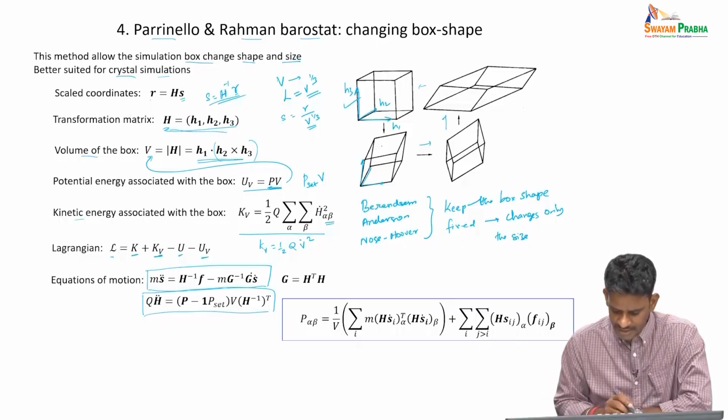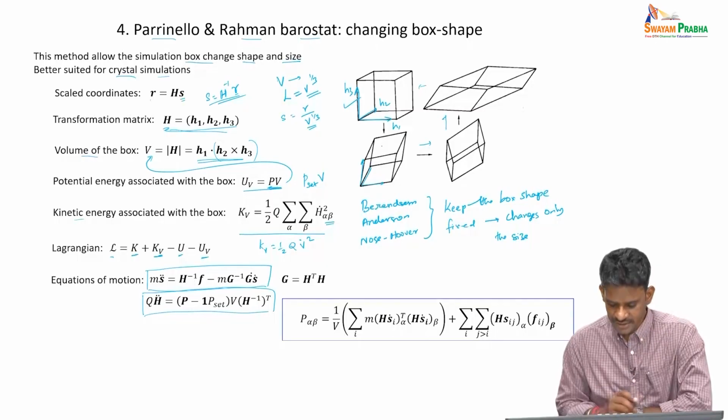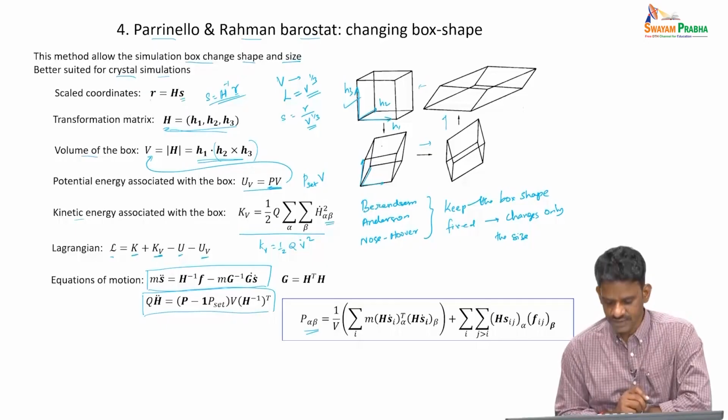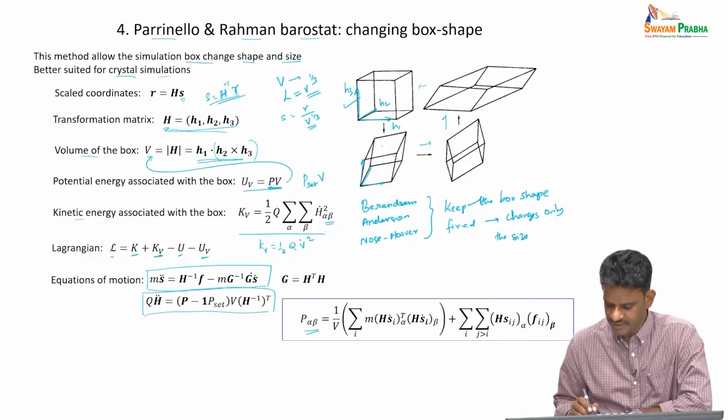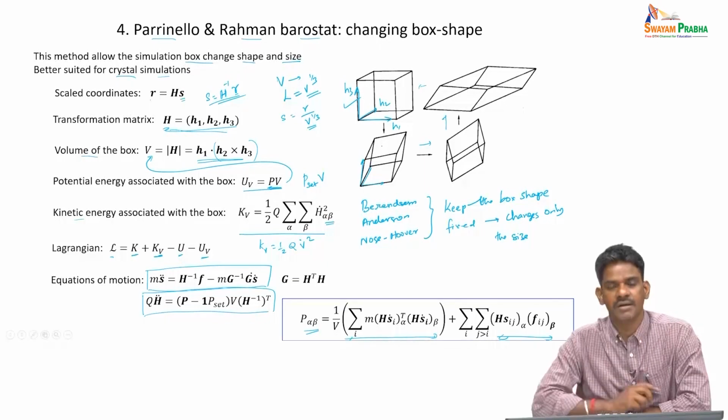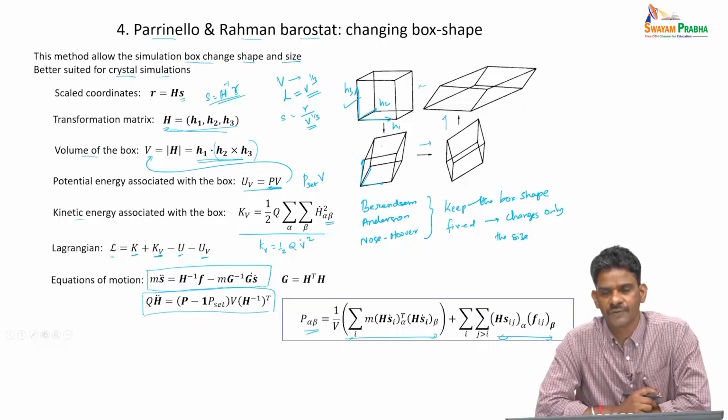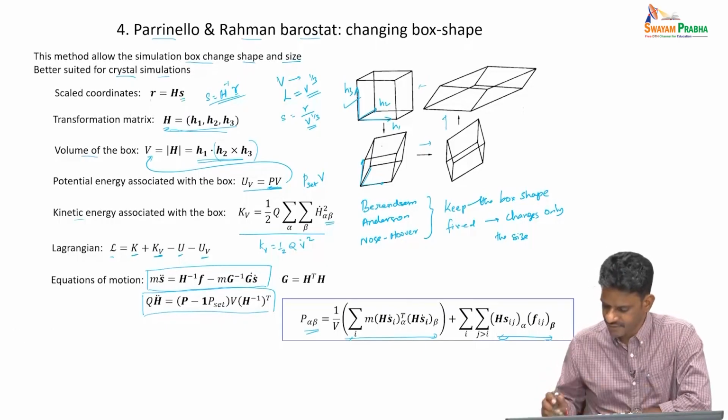And then once we solve dynamically the trajectories at any given time, we can find the components of the pressure tensor using our standard virial equation. So the first one comes from the kinetic part, and the second one comes from the intermolecular forces or interparticle forces. This is the virial part, and this is the kinetic part.